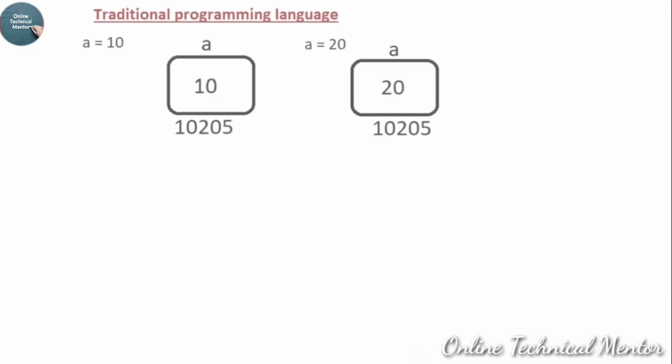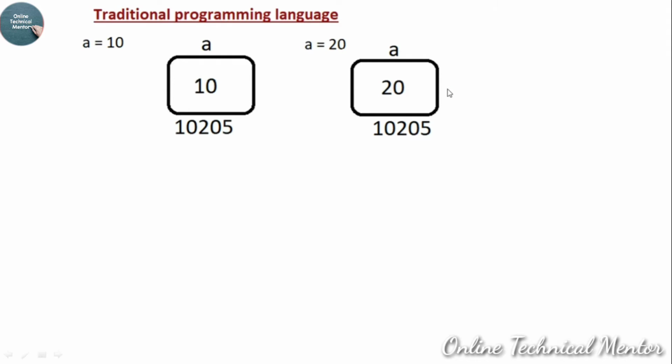Next, in traditional programming language, variables are treated like this. Suppose you have assigned 10 within some variable a. So now a will occupy some memory location within the primary memory. Suppose it has address 10205 and its value is 10. So a is holding a value within this memory location. So when you are assigning some other value within the same variable, then this a and the same memory location will get updated or overwritten by the new value. So the 10 will be deleted and the 20 will come over here.